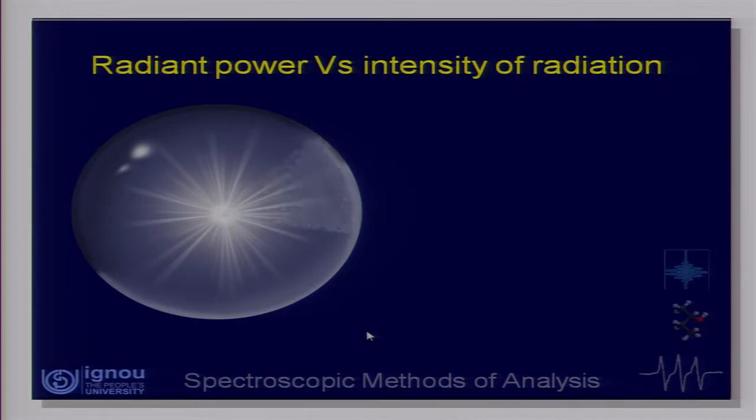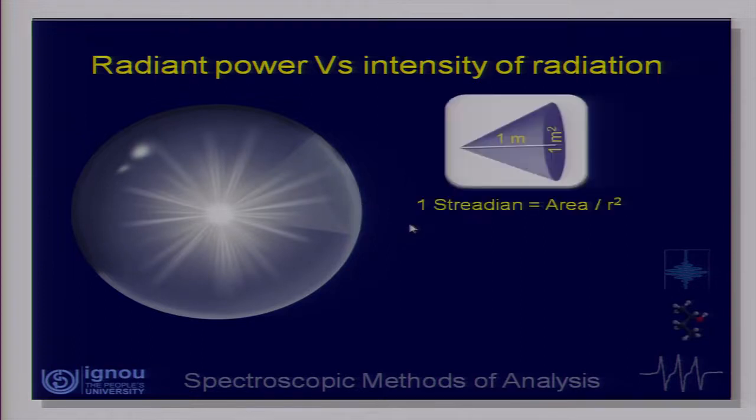But if I take a certain section of this, say this part of it, what is the intensity of radiation coming here? That is intensity. What is coming to the surface as a whole is the radiant power, and the radiant power per unit solid angle happens to be the intensity. Let us understand what this solid angle is.